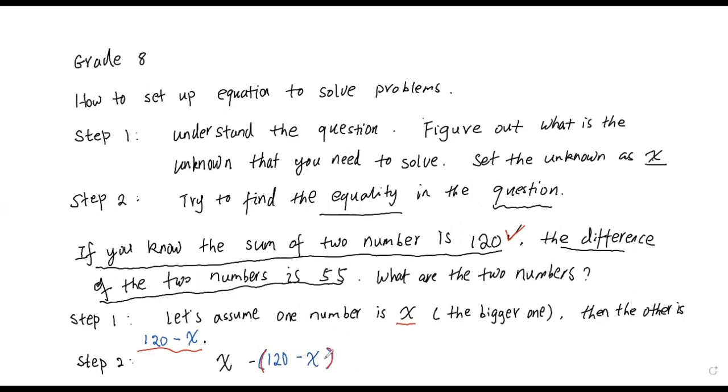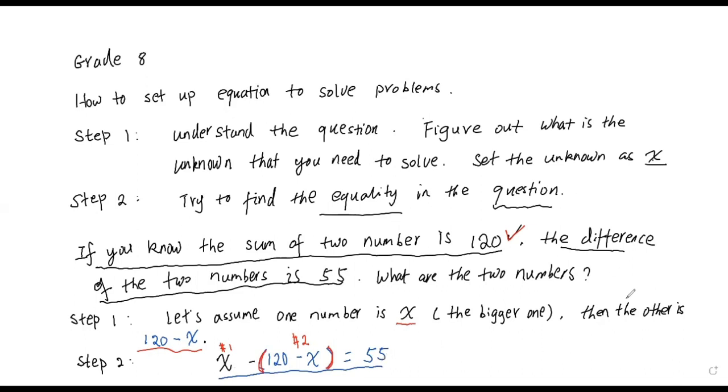Students in grade 8 already know order of operations, but some may not have as good a foundation. So when you put a bracket here, that means you need to calculate what is in the bracket first. So the difference, this is the first number, and this is the second number. The difference between the two numbers is 55. Okay, so now you see we set up the equation.